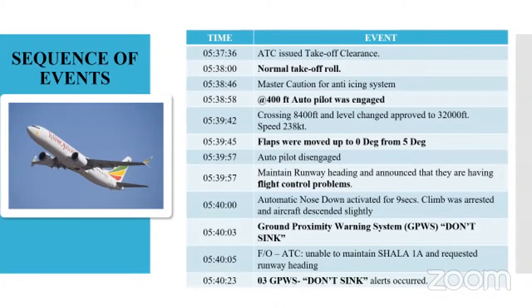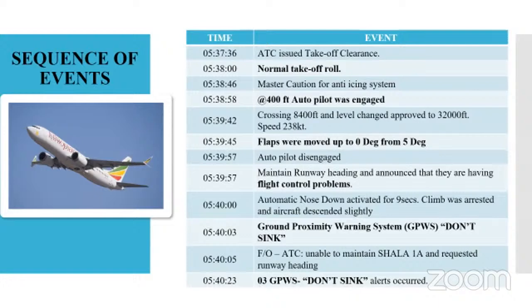ATC issued the takeoff clearance. After the takeoff, an angle of attack deviation of 59 degrees was found between the left and right angle of attack sensors. After this, the captain commanded the autopilot, but it got disengaged after 33 seconds. Captain announced that they are having a flight control problem and wanted a return control vector, which ATC approved.